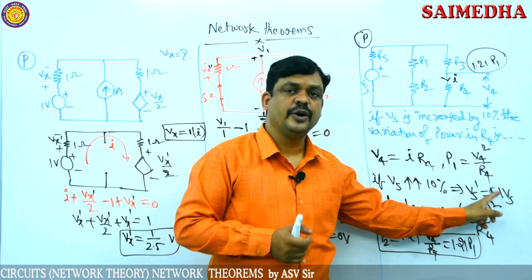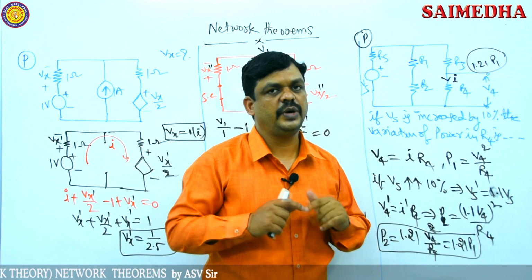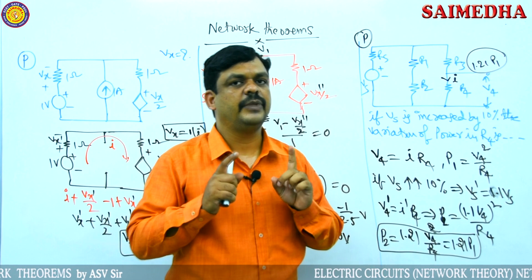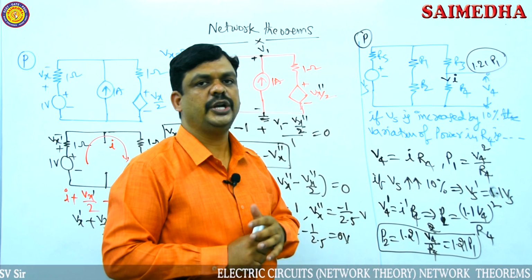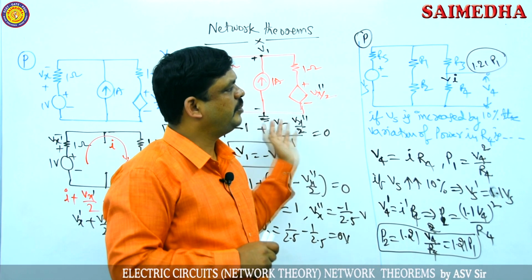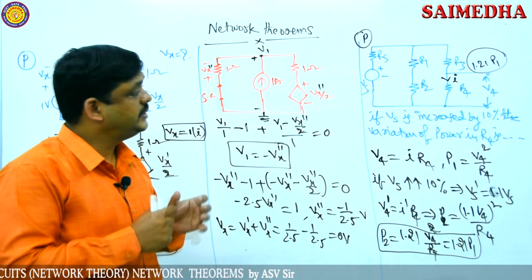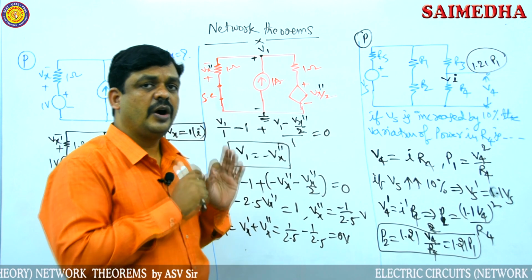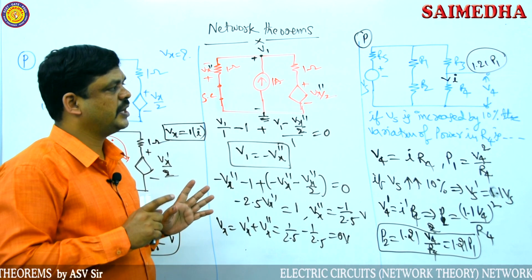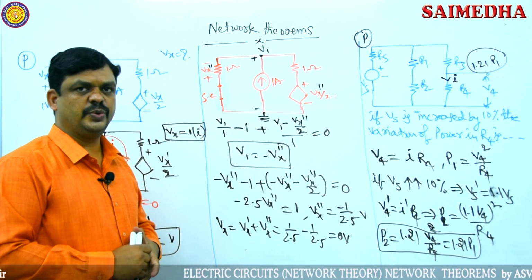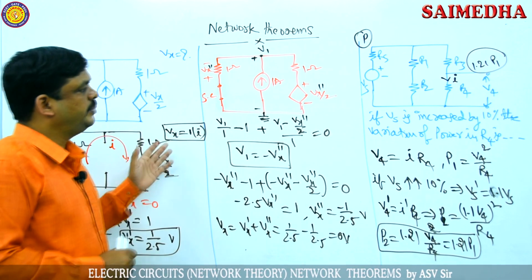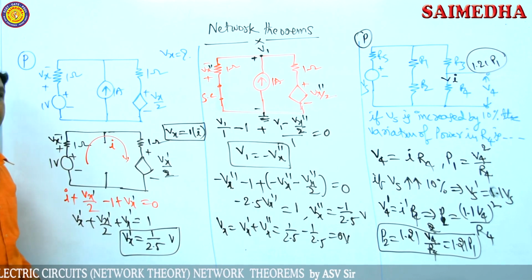Voltage is increased by 1.1 times, but power is increased by 1.21 times. These problems also come under the superposition theorem and homogeneity theorem, and they are important because all these questions are collected from previous competitive exam questions. So please note down the solutions of the given problems.